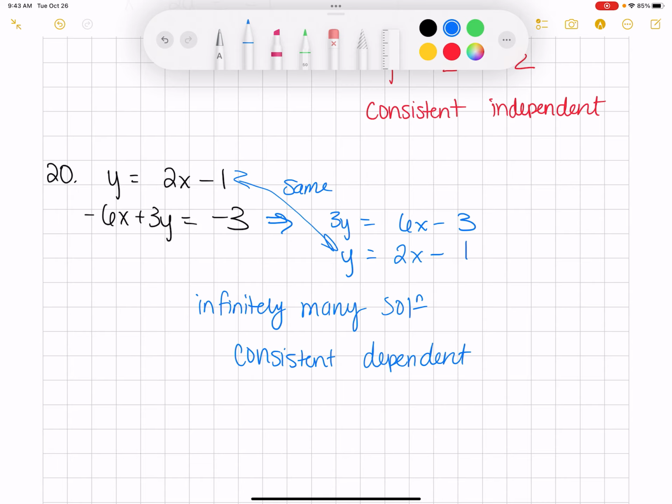In the notes, it says exactly one solution. Well, consistent is at least one solution. Inconsistent is no solution. Independent is exactly one solution, so it can only have one. Consistent is at least one, so well, it can have one. It would be consistent and independent, or consistent and dependent. It's got to be two of the things.